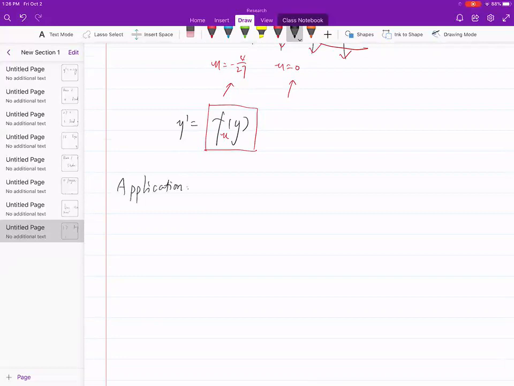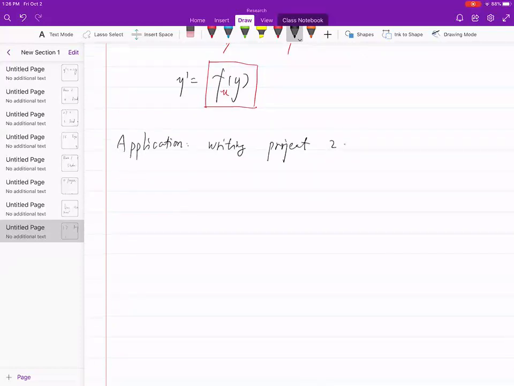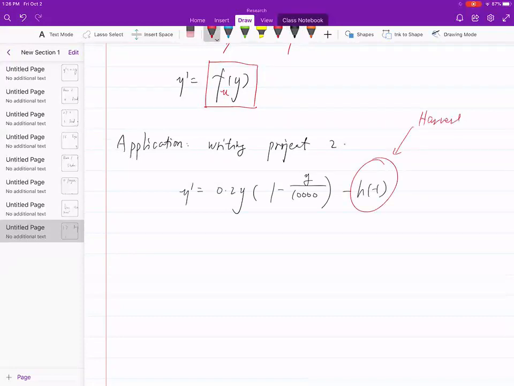Now let's talk about the application. Right away, it's actually in your writing project too. Remember, you have something like this. Minus ht, actually. We call this one the harvest, which will change the behavior of the whole differential equation. Still okay?